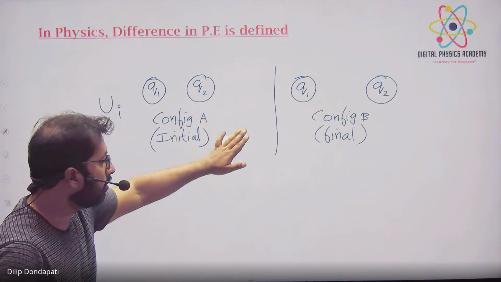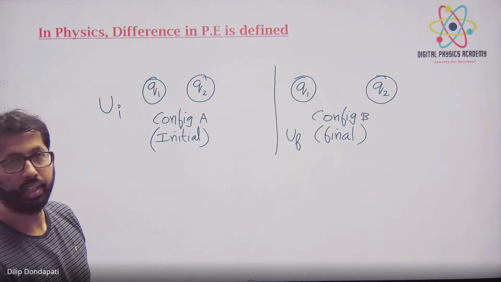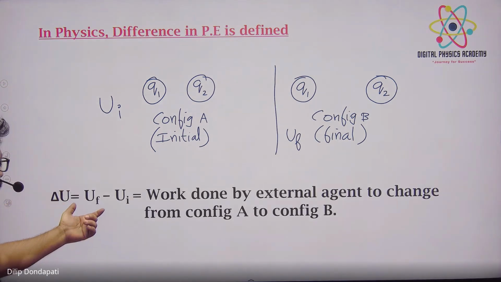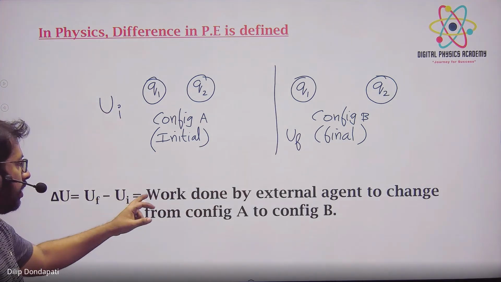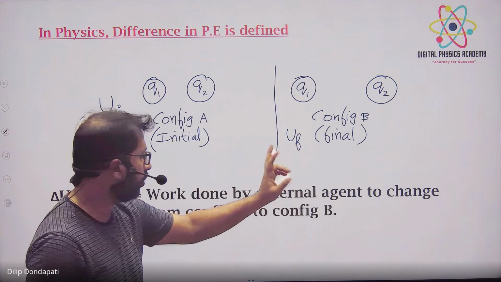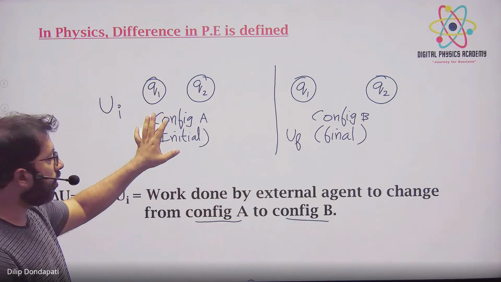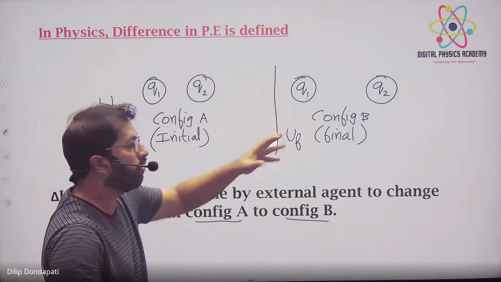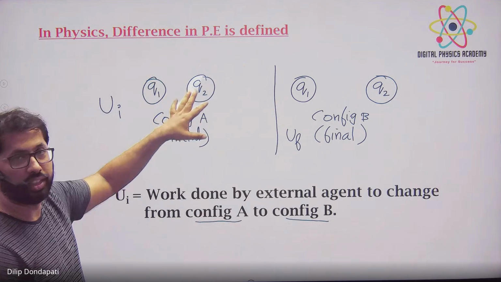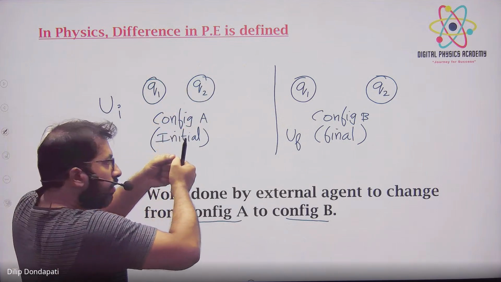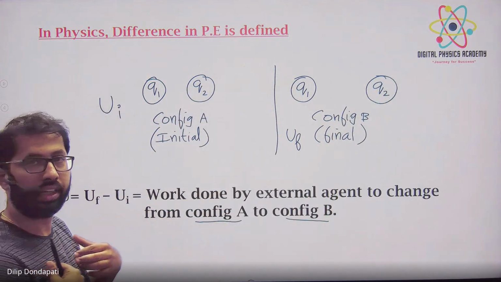Then at this place, the change in potential energy is defined as final potential energy minus initial potential energy, which is equal to the work done by an external agent to change from configuration A to configuration B. To change from this configuration to this configuration, some work has to be done. Suppose they are unlike charges, attracting. We are doing some work and elongating them to here, right? Whatever work we have done is stored as potential energy.